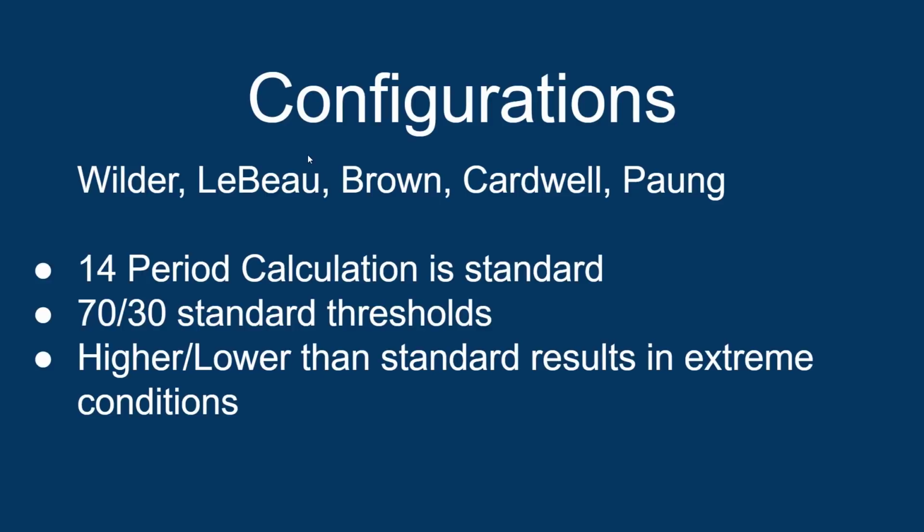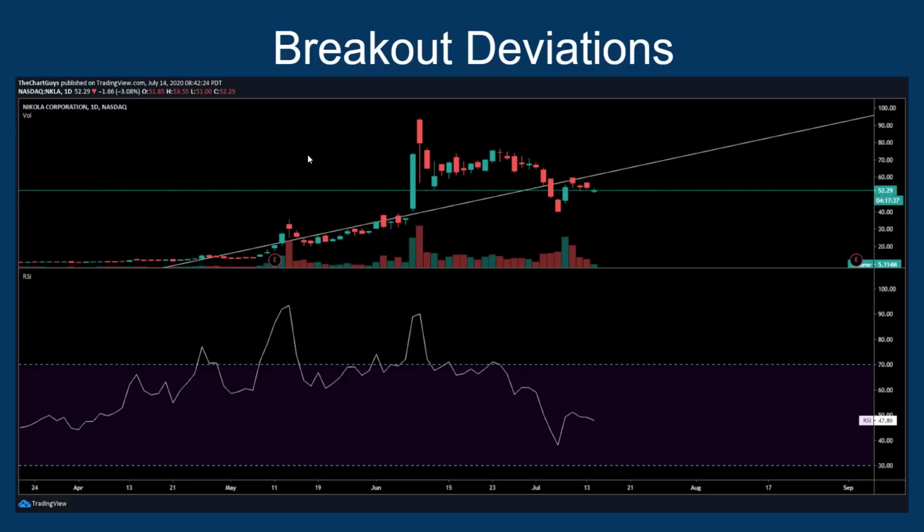So the standard calculation that we are going to use in this video, and that we use for TheChartGuys education and for consultation, is a 14-period calculation using 70 and 30 as a standard threshold. So what that means is, if we go back to our breakout deviations, the previous 14 candlesticks, the up and down average values of those candlesticks are incorporated into our RSI. So that is why our RSI can adapt to new prices.